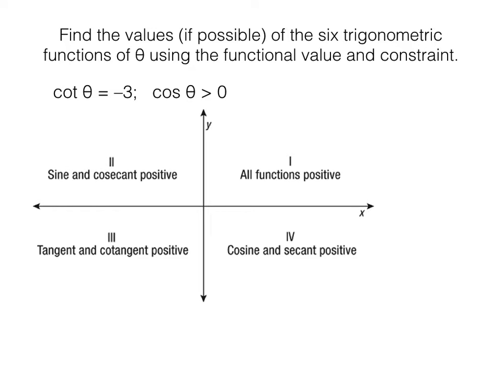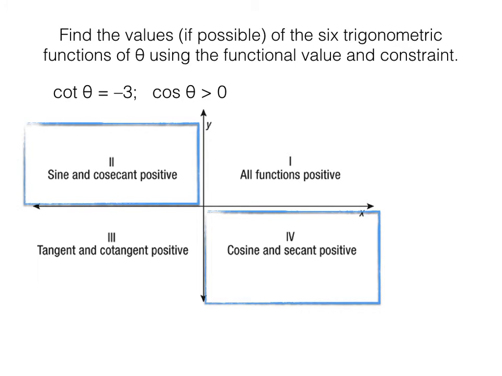We're told the cotangent of theta is negative. We're told the cosine of theta is positive. So which quadrant is this? Where the cotangent is negative and the cosine is positive. So this one has to be quadrant 4, right?